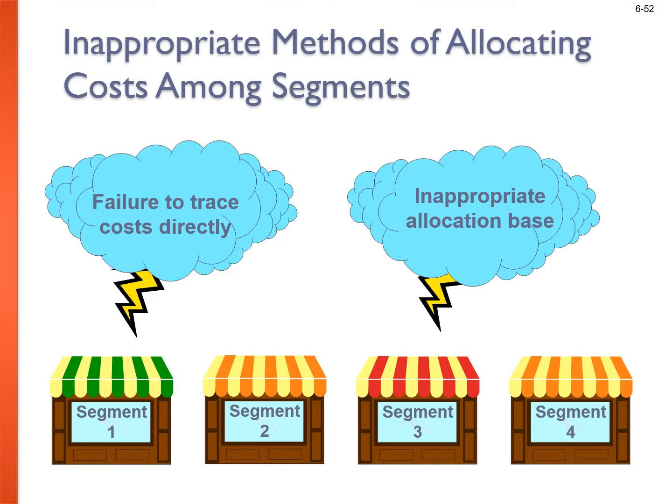The inappropriate methods of allocating costs. First, we can have a failure to trace costs directly. Second, an inappropriate allocation base. So we want to be careful. We don't inappropriately allocate costs among segments.